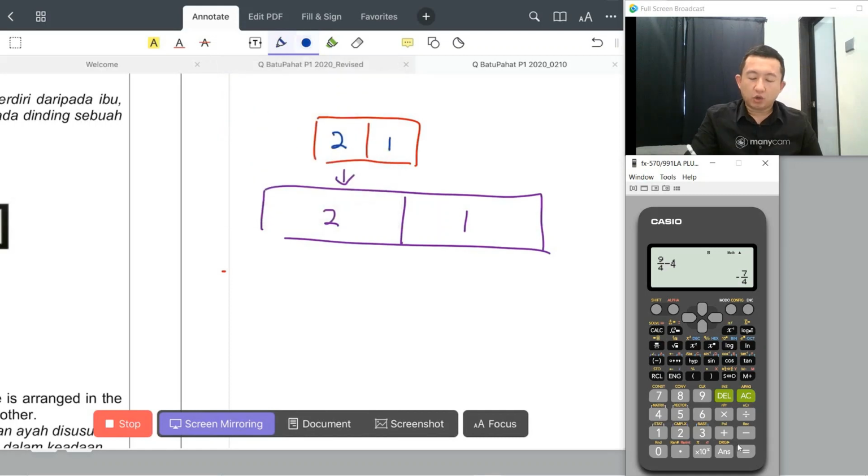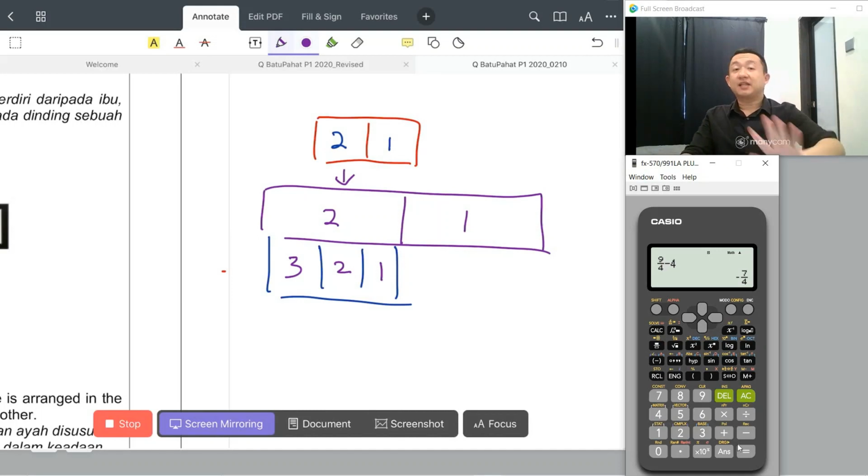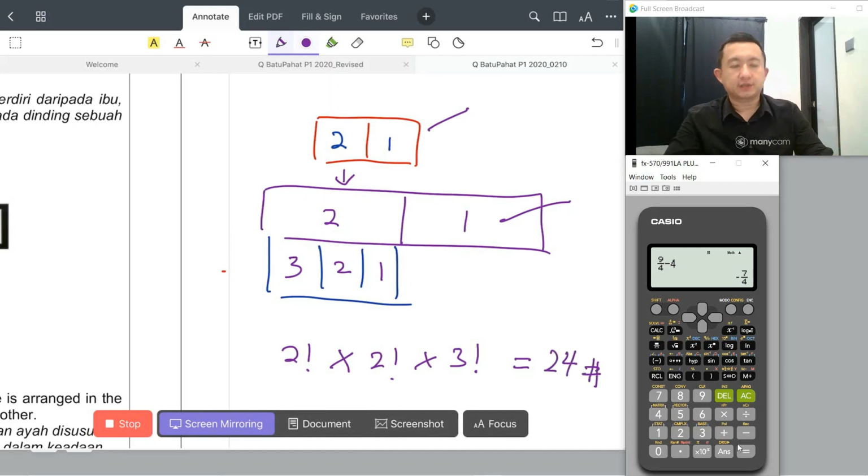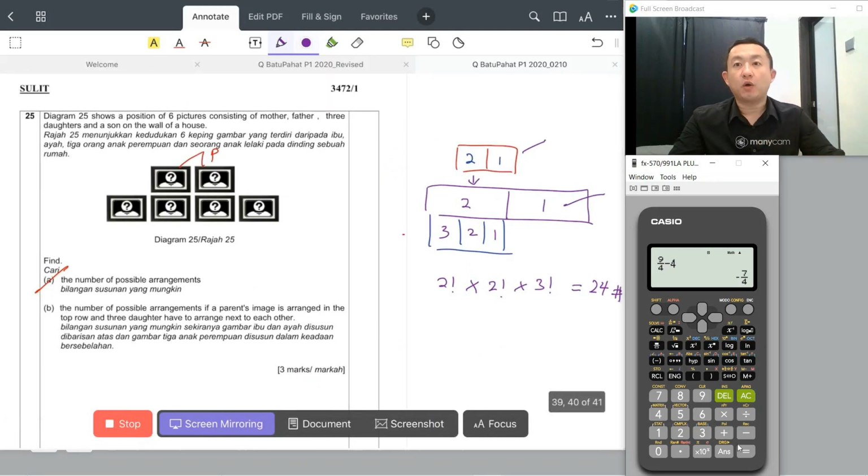Now we look within the daughters. Let's say the daughters are here. Among the daughters themselves, they can switch places. So the first slot, how many girls? 3, so 3 ways. After 1 person sits down, you have 2 ways, and the last one 1 way. So if you understand this correctly, that would be 2 factorial multiplied by 2 factorial multiplied by 3 factorial. The first 2 factorial is among the parents, the second 2 factorial is among the group of 3 girls and the son, and the last 3 factorial is among the daughters themselves. By having that, you should have 2, 2, 4, 6, 24. 24 ways of arranging it. And that's all for this paper.